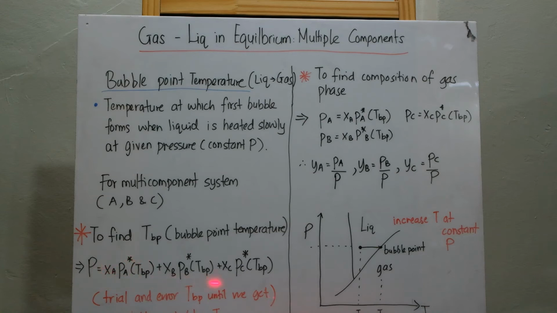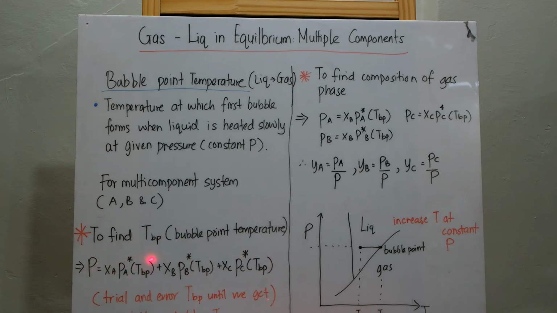When we do this calculation to find the bubble point temperature, it is a trial and error calculation. We have to guess a temperature such that the calculation on our right hand side, the total of these compounds, equals the pressure of our system. Once we obtain the suitable T at which this calculation equals P, then that T is our bubble point temperature for this liquid mixture.